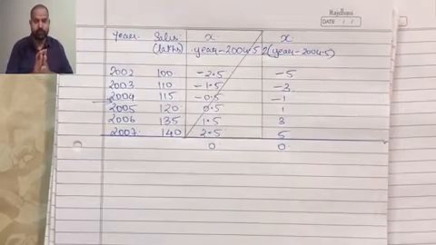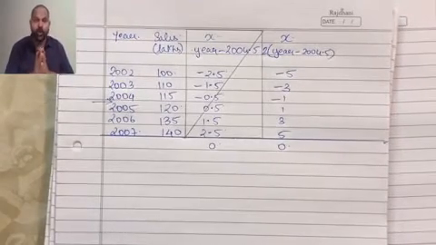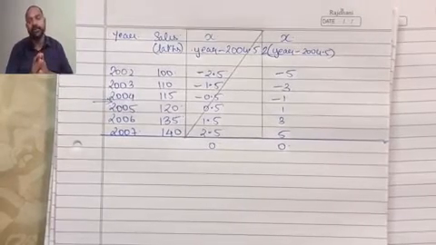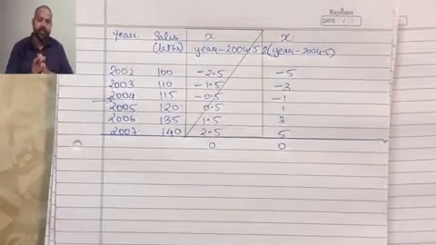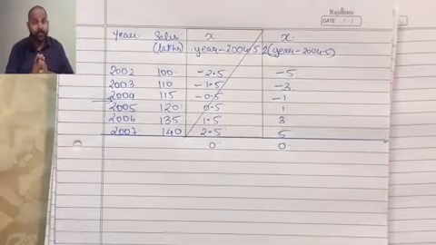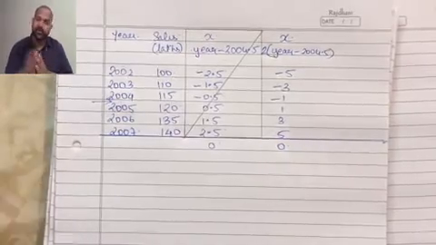So whenever the number of periods is odd, you will get a perfect center. When the number of periods is even, you will not get a perfect center, because of which you will have to multiply the deviations by 2, and then that will make the calculations easier.